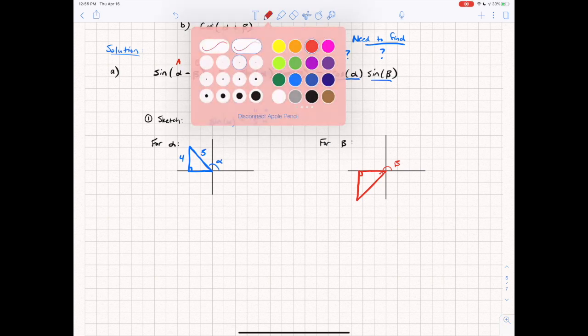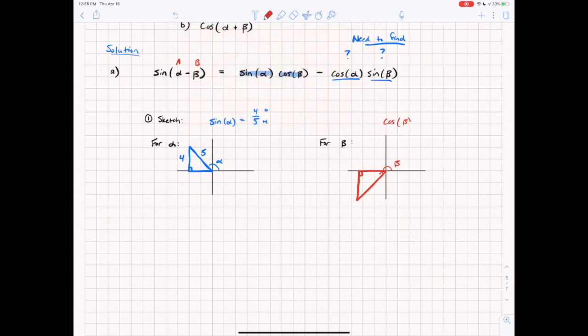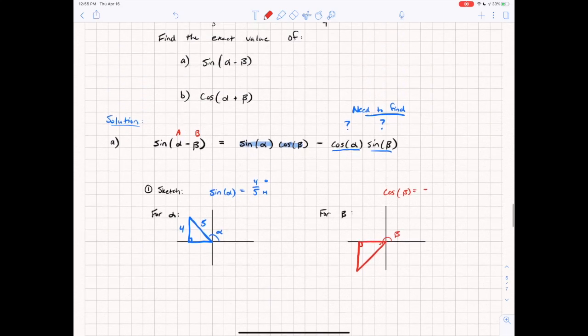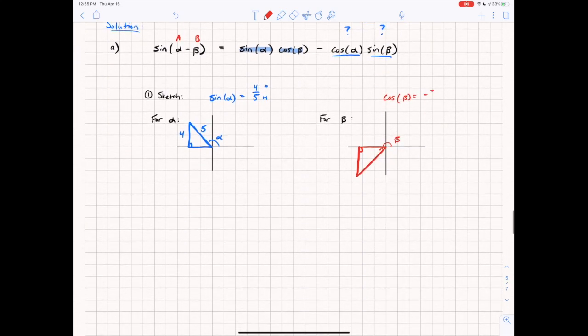I was also told that for beta, cosine was negative 3/4. And notice this should make sense because that's my adjacent, that's my hypotenuse, and because I'm moving to the left, that should be -3, and the hypotenuse is always positive because it's a distance from the origin, or the radius of a circle if you want to think about it like that. So if I'm trying to find cosine of alpha and sine of beta, I need to figure out what these missing sides are. What's the x-coordinate here, and what's the y-coordinate here?